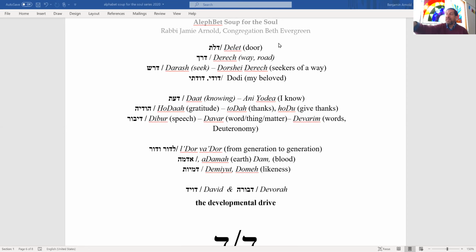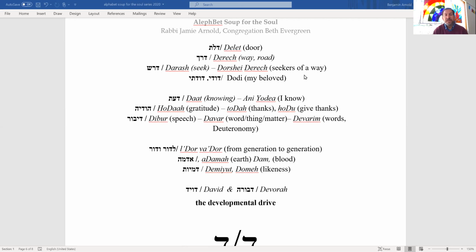Likewise, a sort of path to a new future. The word darash, which we mentioned when we talked about drash in the four levels of interpretation, is a verb that means in general to seek, like dorshe tzedek means seekers of justice, or dorshe derech, to combine these last two words, means seekers of a way.